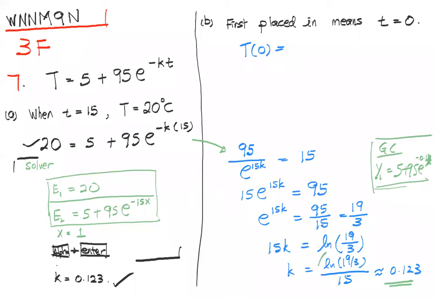That is how you use your graphic calculator efficiently. So what is the answer? It will be 5 plus 95 e to the power 0. E to the power 0 is 1. So your graphic calculator should give you almost 100.